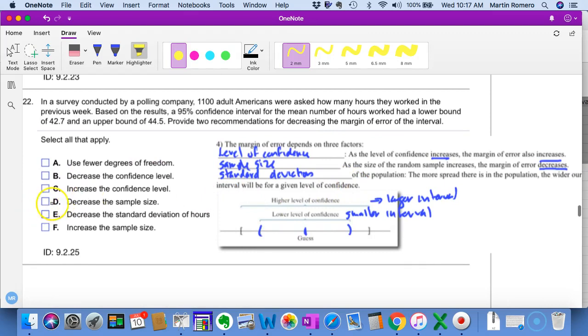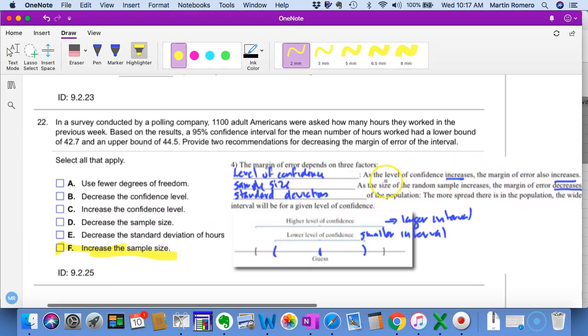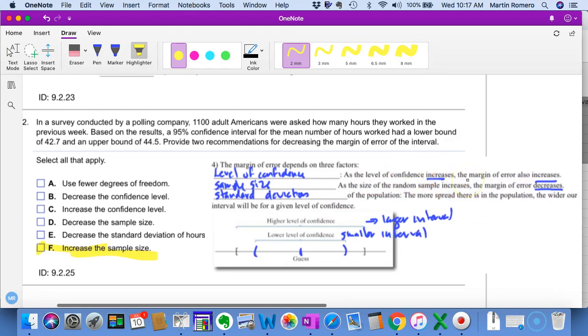As the sample size increases, the margin of error decreases. So how do we decrease the margin of error? One way is to increase the sample size. You increase the sample size, the margin of error decreases. And then this one here, as your level of confidence increases, the margin of error also increases. So in this case, if we decrease our level of confidence, we actually decrease the margin of error.